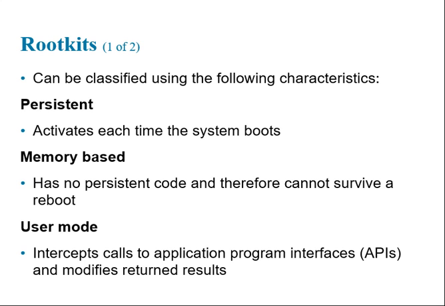So rootkits can be classified using these characteristics. First, persistent, which activates each time the system boots. They are still there. They don't delete themselves. They are still there although the system or the operating system boots or restarts.